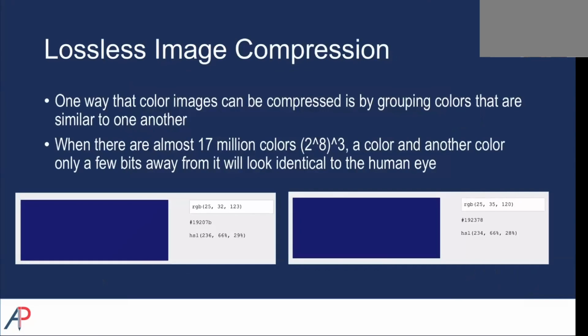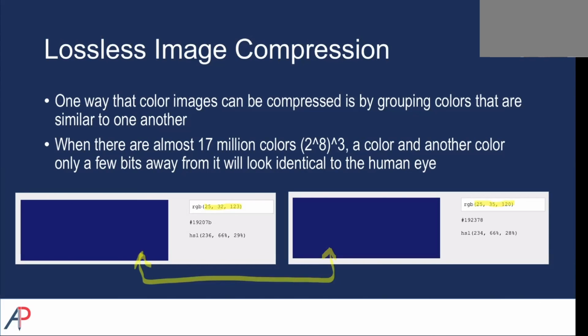The reason why lossy image compression works well most of the time is because the human eye isn't very well trained to be able to make big distinctions between colors that are very similar. If you take a look at these two colors, they're actually different, as you can see by their RGB values. On the left-hand side, we have an RGB code of 25, 32, and 132, whereas the RGB value on the right-hand side is 25, 35, and 120. These two are different colors, but you probably wouldn't be able to tell that.